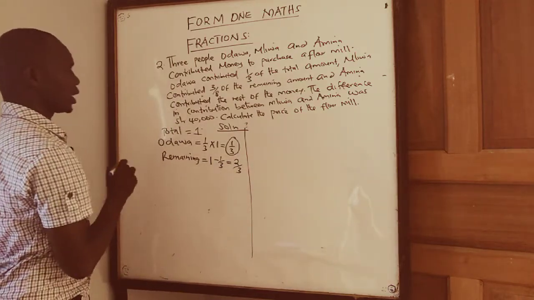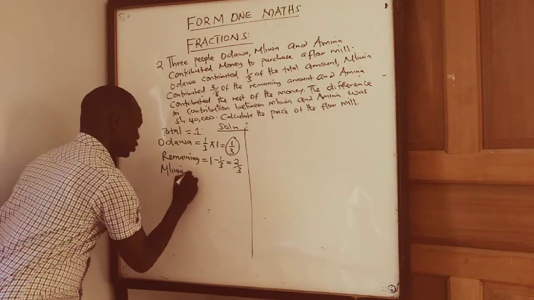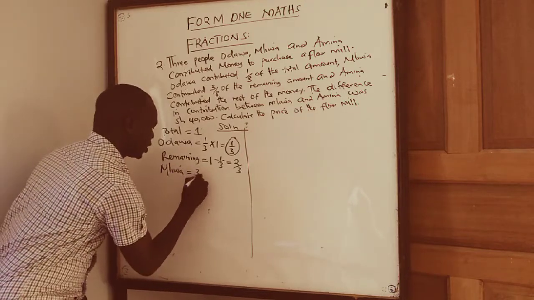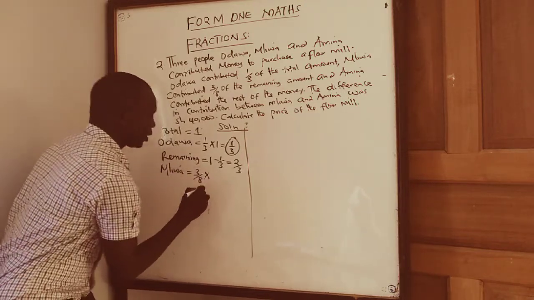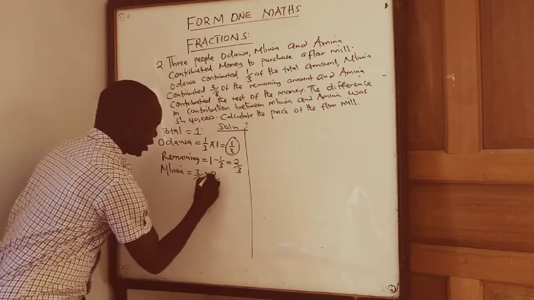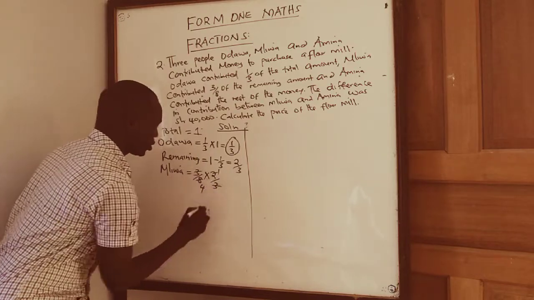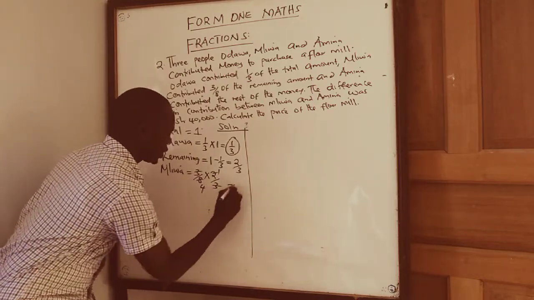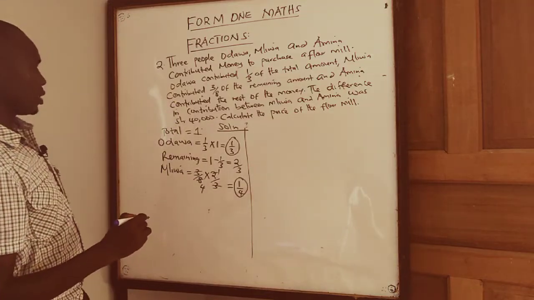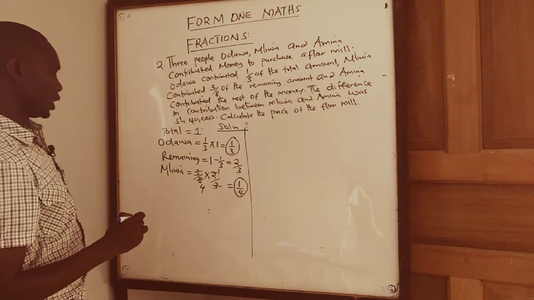Then from there we can calculate what Mliwa contributed. Mliwa contributed 3/8 of the remaining amount, and the remaining amount is 2/3. From here, this one goes here 4, and this gives us a quarter, and a quarter is the amount of money that Mliwa contributed. Then Amina contributed the rest.